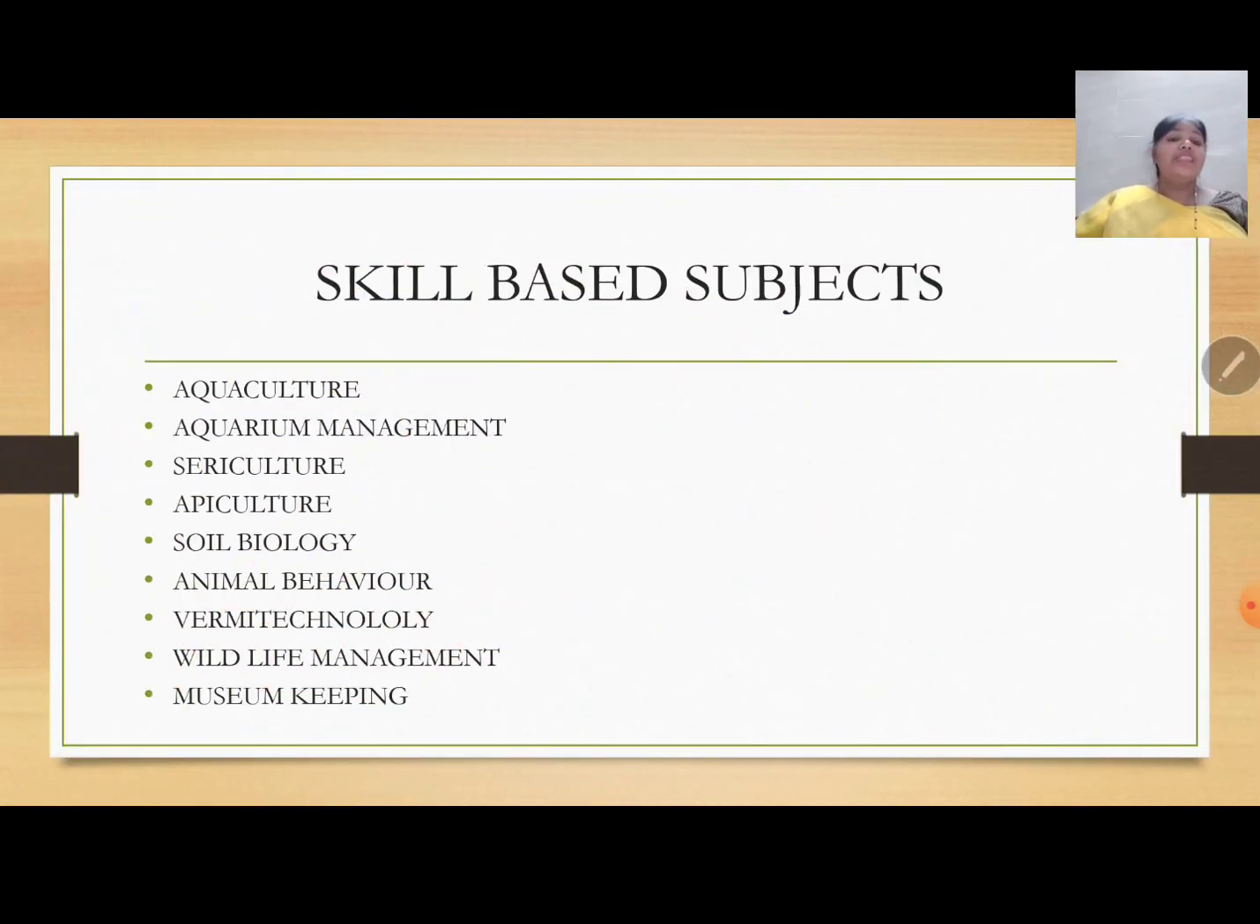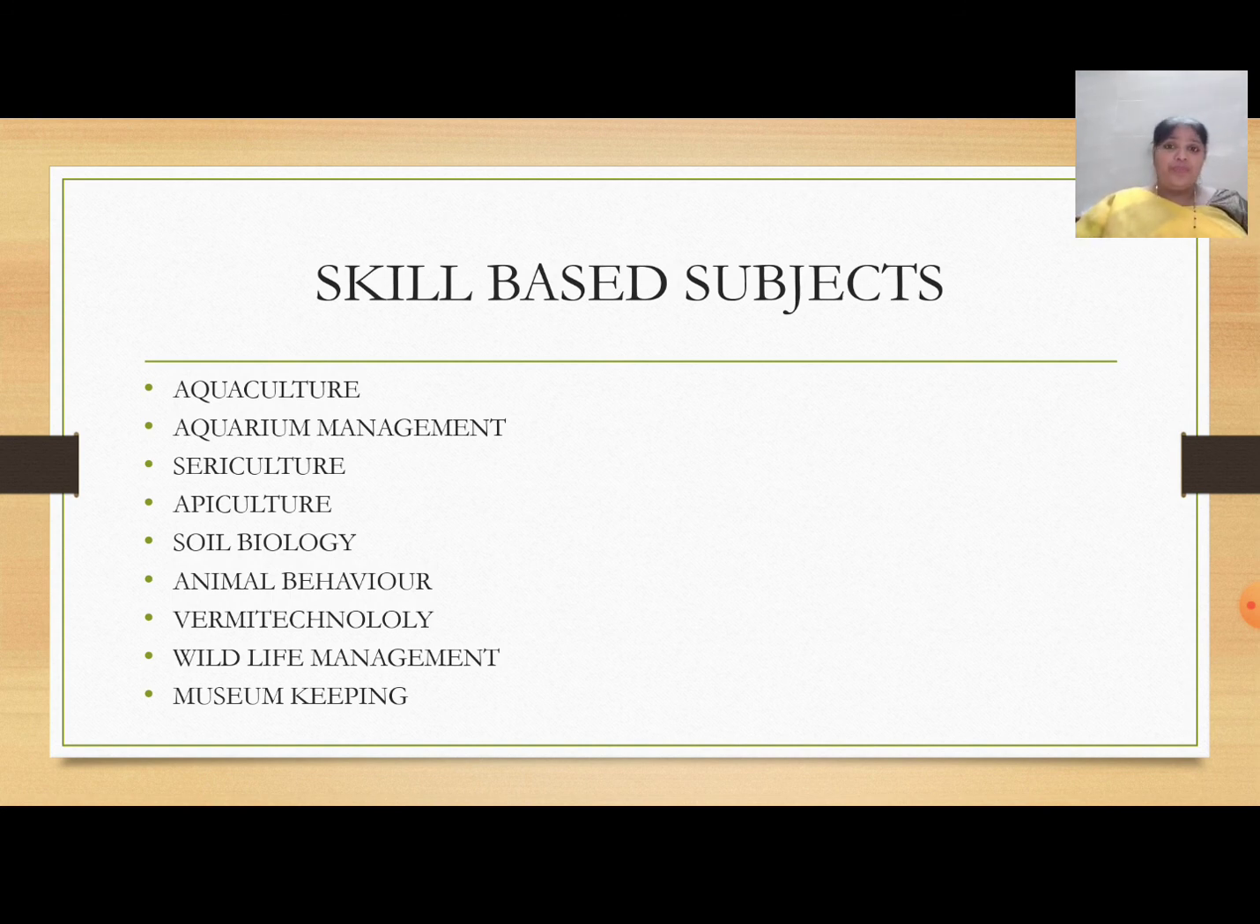And we also have skill-based subjects in zoology. A few skill-based subjects in zoology are aquaculture, how to culture the fishes. You have aquarium management. It's one of the best booming businesses in the present day scenario. Having the small fishes, guppies, culturing them, selling them, aquarium management. Even now you have people who, when you give a call, come clean your aquariums, get the money and go. They do this aquarium management work.